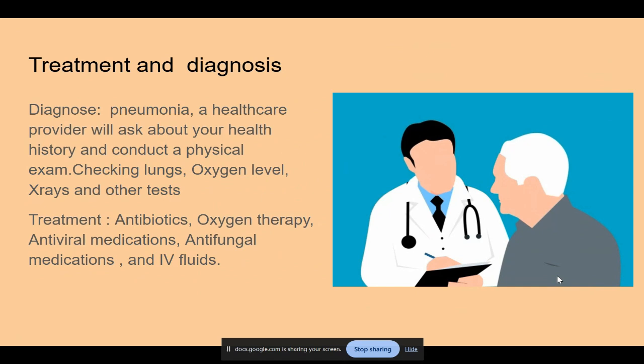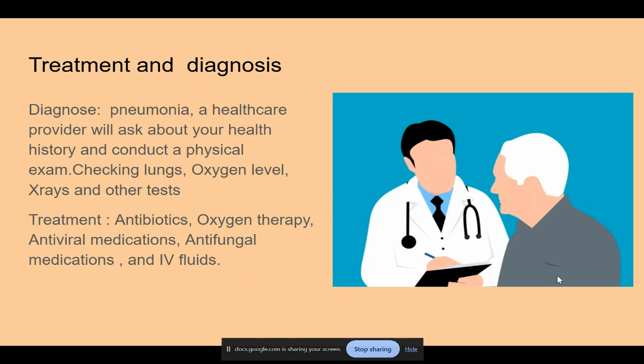So, some treatment and diagnosis. For the diagnosis, the health care provider would ask about the patient's history and conduct a physical exam as well, checking their lungs using a stethoscope, using a pulse oximeter or O2 monitor to check their oxygen level, and X-rays to check for any diseases in their back or ribs, and other tests as well.